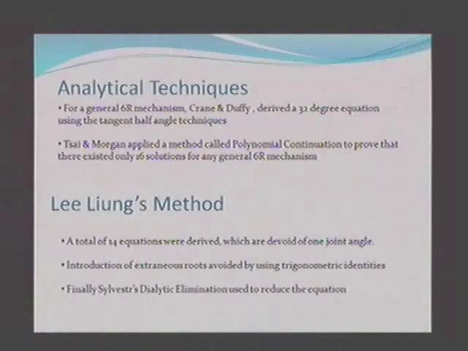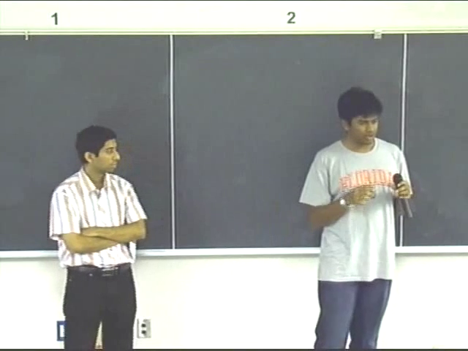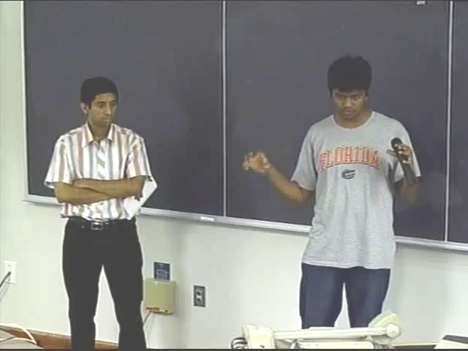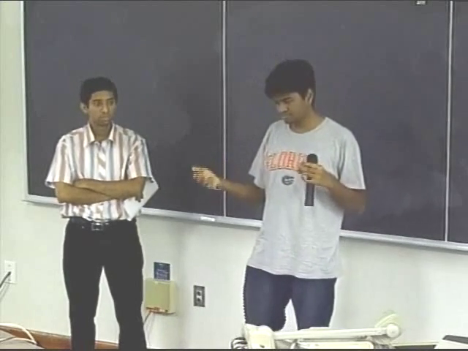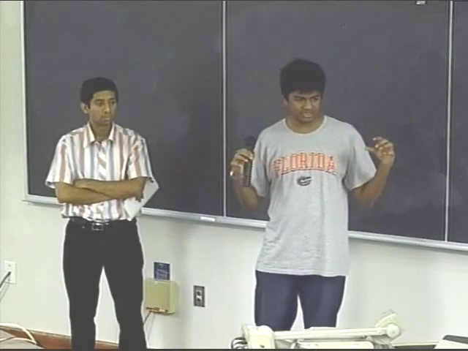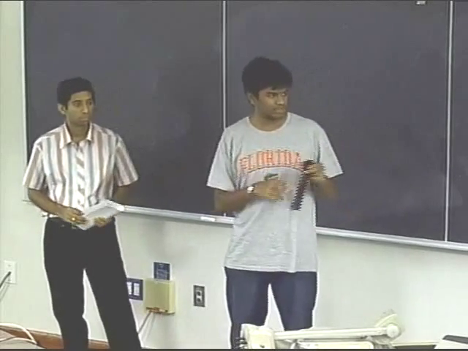Lee and Leung built up on Tsai and Morgan's function by saying that you can derive 14 equations which are devoid of one joint angle, and then you can avoid the introduction of extraneous roots like we did by trigonometric identities and such, and finally use Sylvester's method. The problem in using Sylvester's method, like we saw, was that if the number of solutions that we need is not equal to the degree of the polynomial we get to solve it, we will not get an equation that is devoid of all the extraneous roots. So you will have to keep iterating through it and use various identities to finally get one equation that you can actually solve. So now Kritika will explain the method.